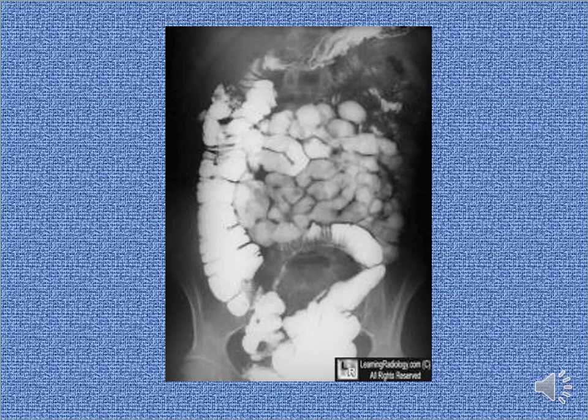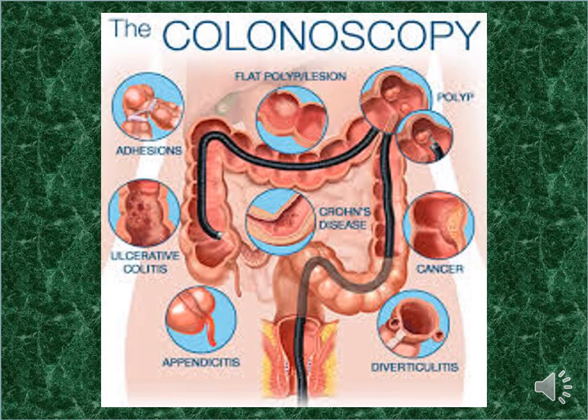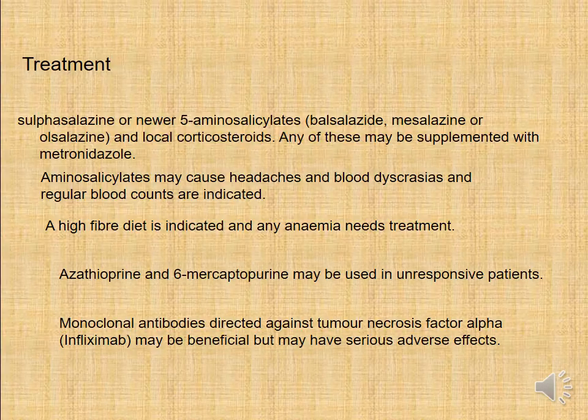This is a barium enema, and you can diagnose Crohn's disease. This is the gastroduodenal endoscopy for the diagnosis of the ileal region. This is the colonoscopy from the colon going to the ileocecal region to diagnose the condition.